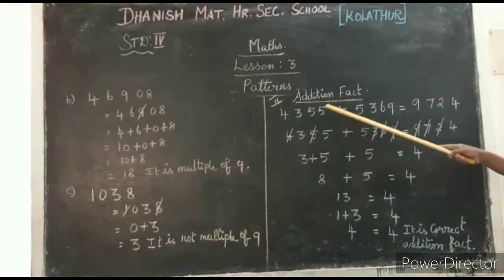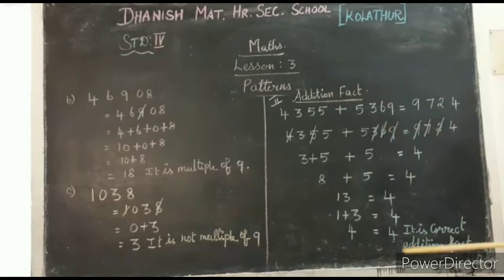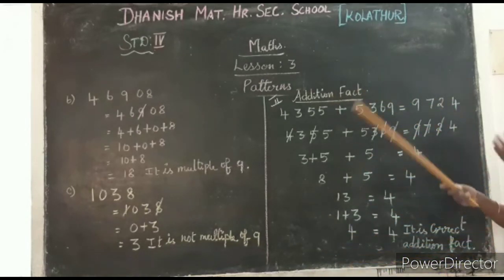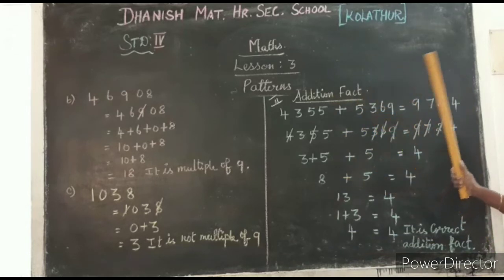Next topic, we are going to see addition fact. Now, we saw multiple of 9. Now, we are going to see addition fact. This is also the same method only, that is casting out 9. Then after that, we have to find out whether the answer is coming correct.